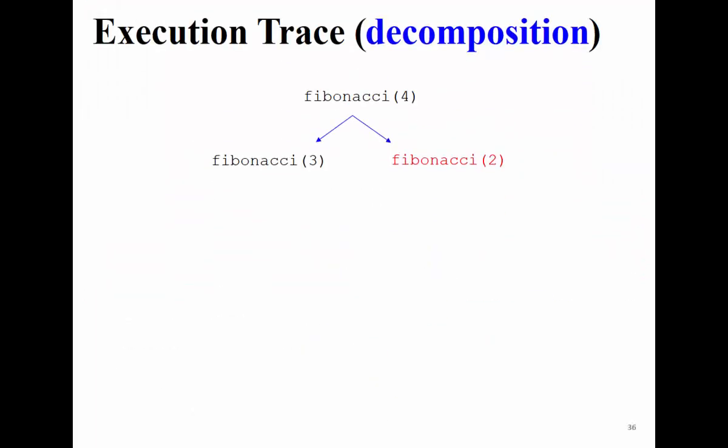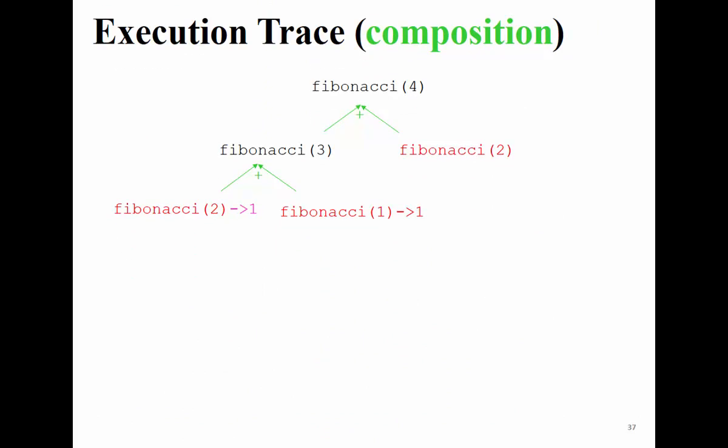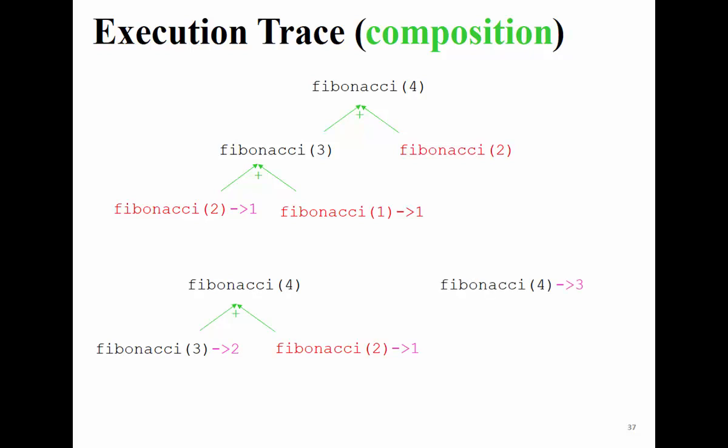This is a visualization or execution trace for the Fibonacci of 4. So we have decompositions. We start with 4. We have Fibonacci of 3 and Fibonacci of 2. Then Fibonacci of 3 will give us Fibonacci of 2 and 1. That will end with Fibonacci of 2 is equal to 1 and Fibonacci of 1 is 1. And we do the compositions to calculate that Fibonacci of 4 is equal to 3.